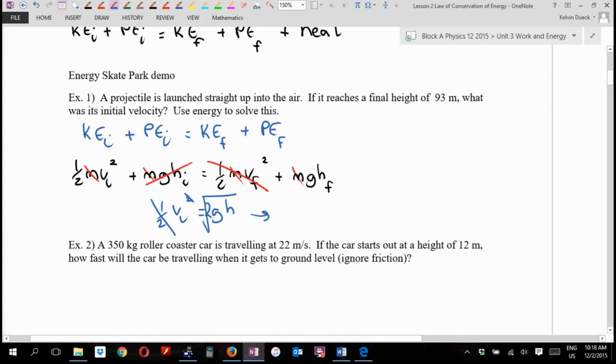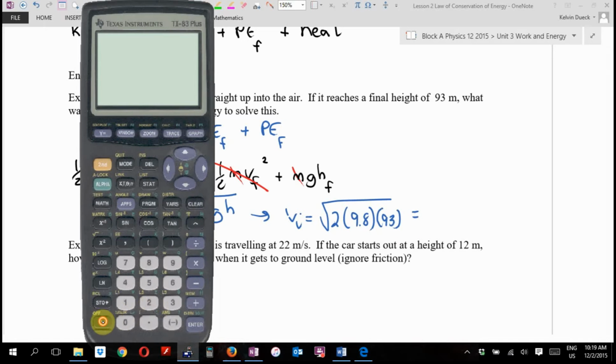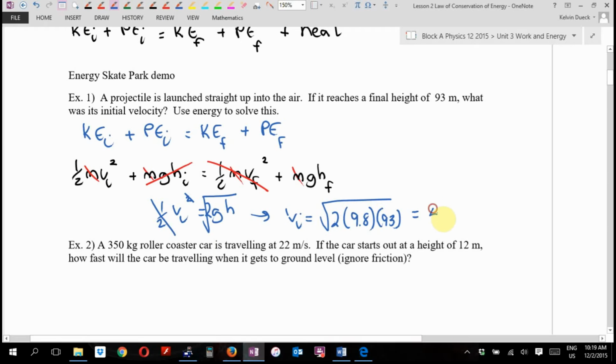So if I hear you correctly, my initial velocity is going to be the square root of 2 times 9.8. Mr. Duke, why not negative 9.8? Working with energy, we're working with scalars. Okay. Times the height, 93. 42.7 meters per second.